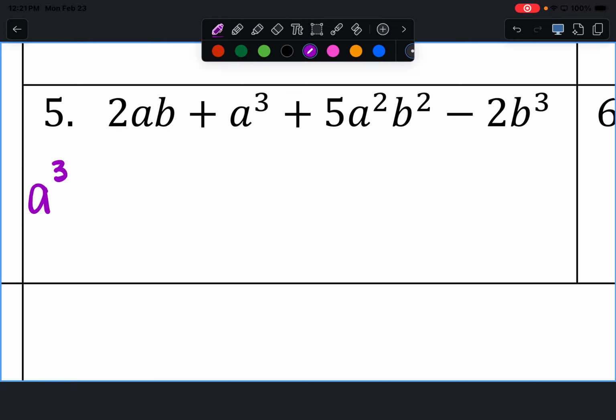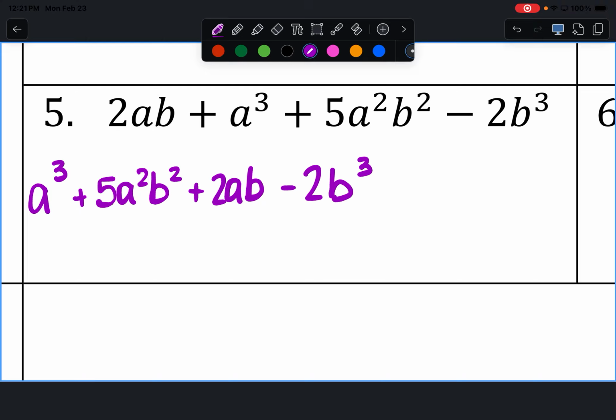Now, which one has the next biggest exponent of a? 5a squared b squared. Which term has the next highest exponent for a? 2ab. And then what would go next? Negative 2b to the third. So we do alphabetical order, exponents going down.